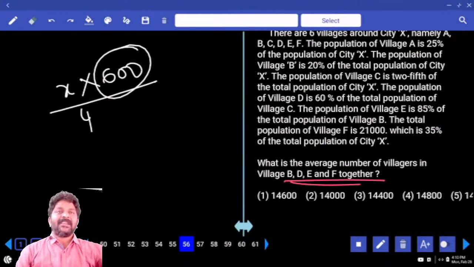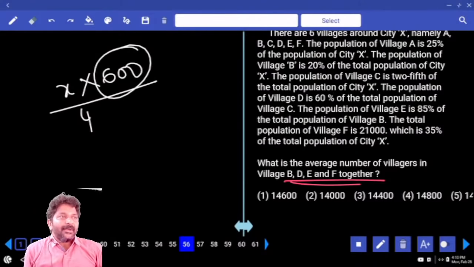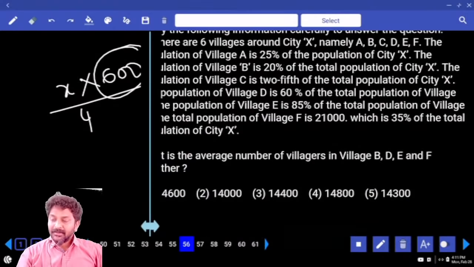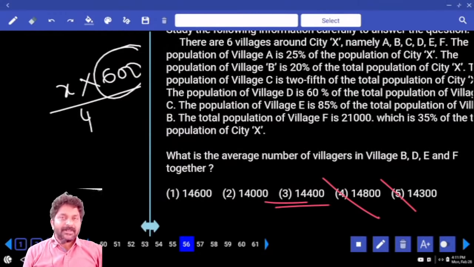So in 600, 3 multiple is there. In the denominator, do you have 3 multiple? Then your answer must be 3 multiple. Is your first option 3 multiple? This can never be your answer. Second, third, maybe your answer. Fourth, fifth, only one 3 multiple is available, that is third option. Directly can answer. Okay?